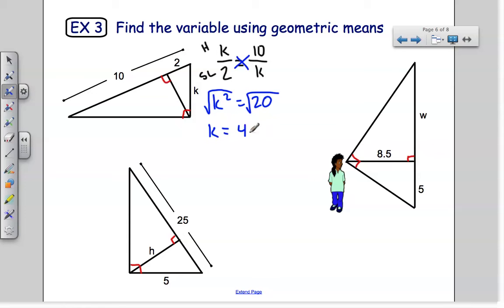K is about 4.47. I'll round to 2 decimal places. Call it good. That seems like a reasonable number for that side length.